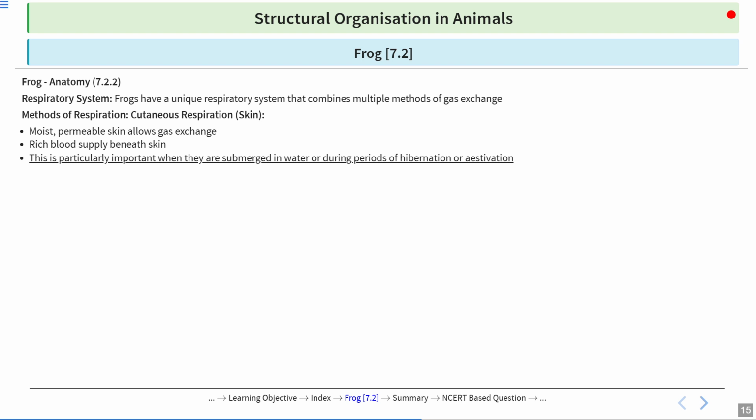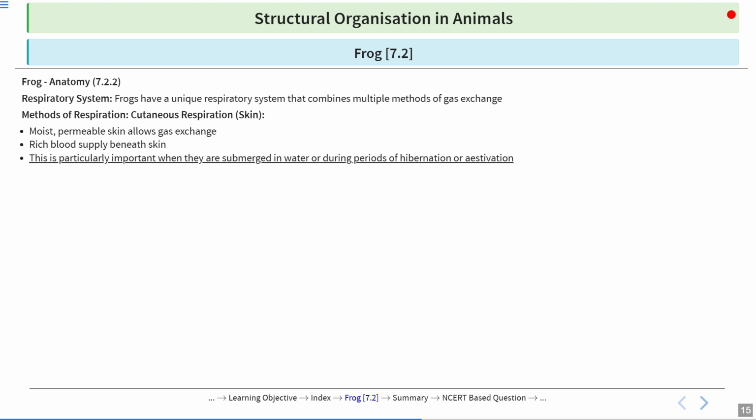So this is particularly important when they are submerged in water or during the period of hibernation or estivation, right? When the frog is totally inside the water, at that time, how is it getting the oxygen for respiration? At that time, the skin can take the dissolved oxygen that is present in the water. So through the skin, it can take some amount of oxygen.